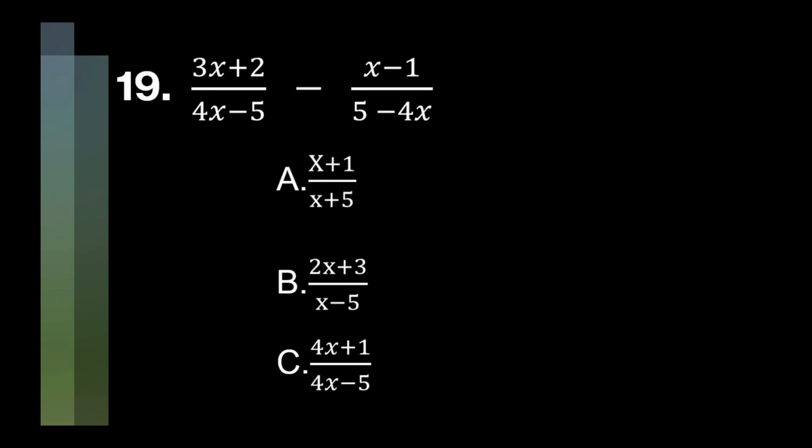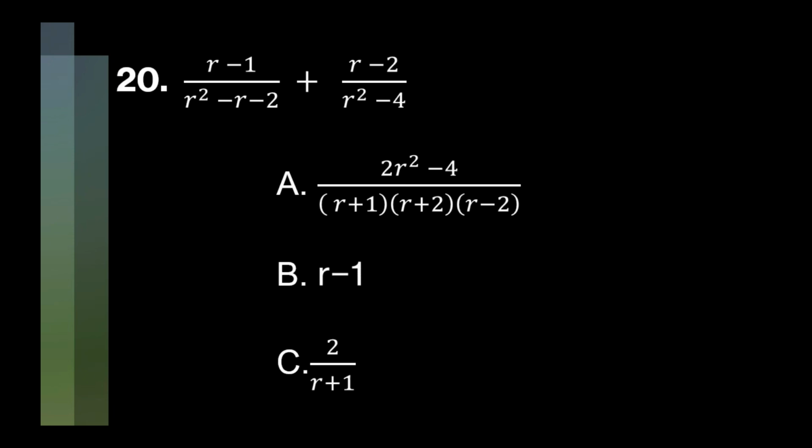Number 19. 3x plus 2 all over 4x minus 5 minus x minus 1 all over 5 minus 4x. Is it letter A, x plus 1 over x plus 5? Or letter B, 2x plus 3 all over x minus 5? Or letter C, 4x plus 1 all over 4x minus 5?